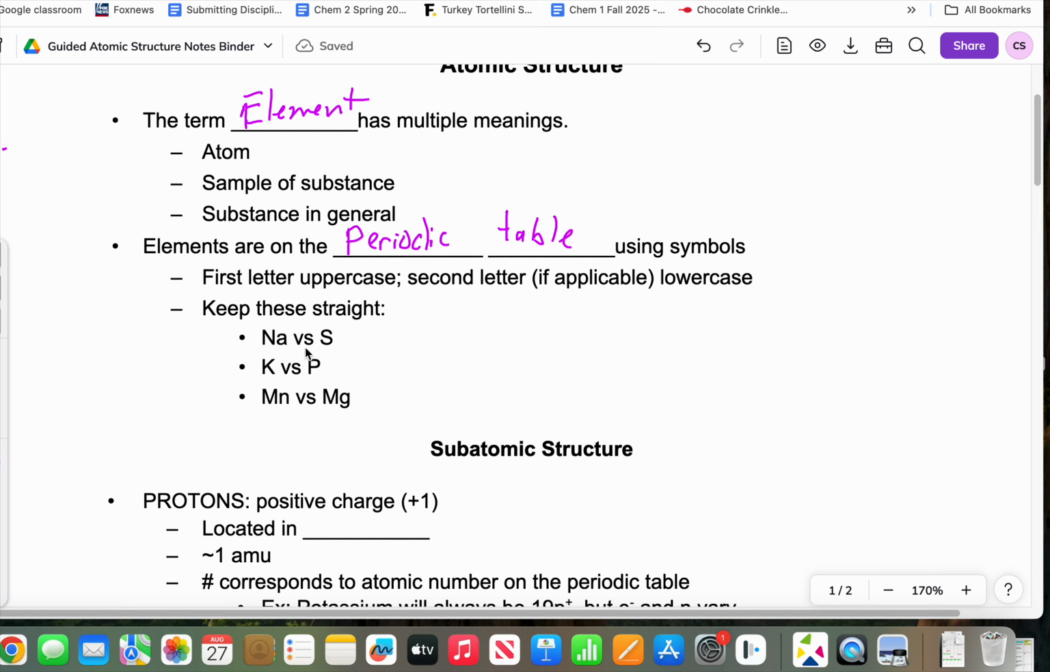When you see the symbols on the periodic table, the first letter is always capitalized, and if it has two letters, like sodium, the second letter is lowercase. Some of them are tricky. For example, sodium is Na. It doesn't start with an S. S is sulfur. So look at the names if you're unsure. Here's a few that people commonly confuse.